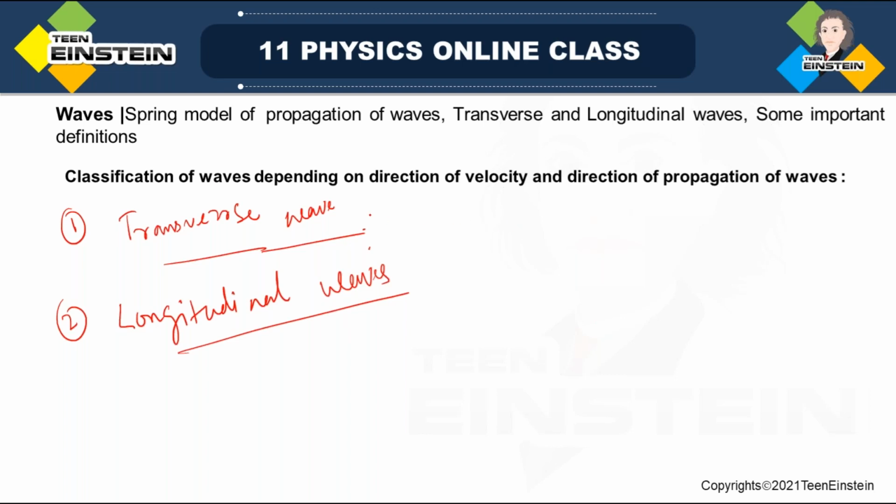See, the first one: if the wave is propagating in this way, but the particles of the medium are vibrating or oscillating in this direction or in this direction, that means perpendicular to the direction of motion of the wave propagation, then this is called a transverse wave. I'll just give you a hint. Suppose this is the x-axis. The wave as a whole is propagating in this direction, but the material particles are, suppose, moving up and down.